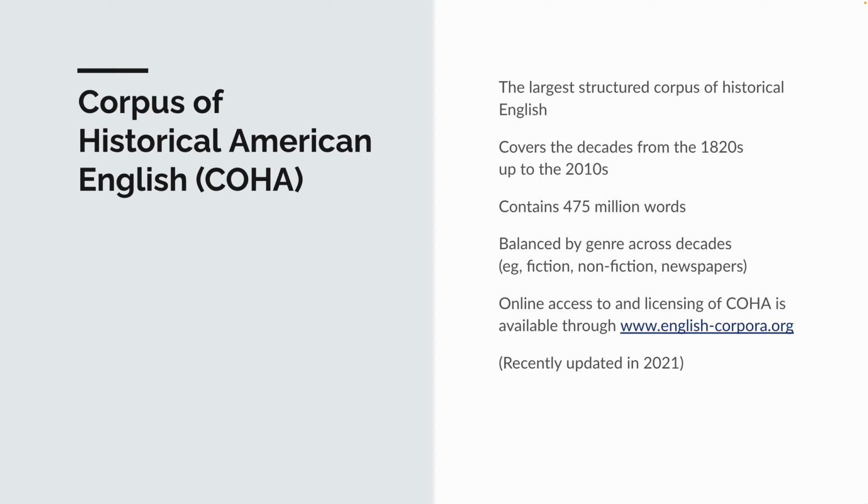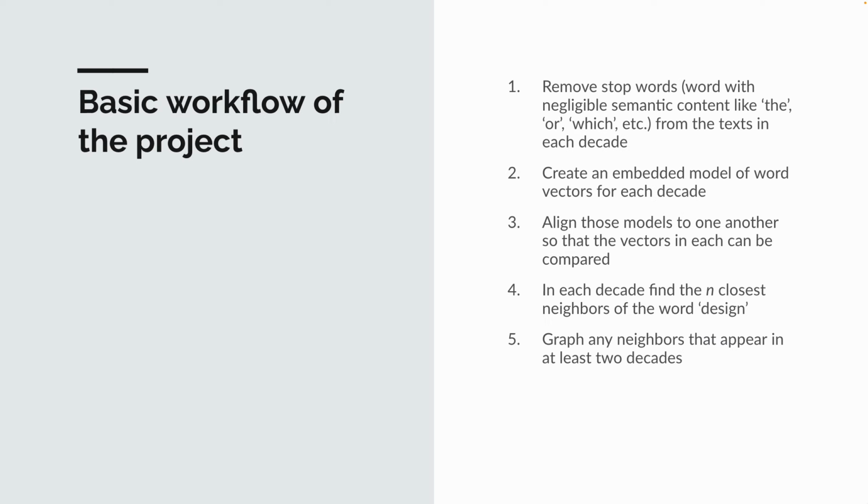This project used the Corpus of Historical American English, which is an unusual corpus in that it covers almost 2 centuries. It's organized by decade. It's got hundreds of millions of words in it. It's balanced across all those decades, meaning that there's a similar balance of newspaper text to fiction text to nonfiction text. It's a fairly amazing piece of work.